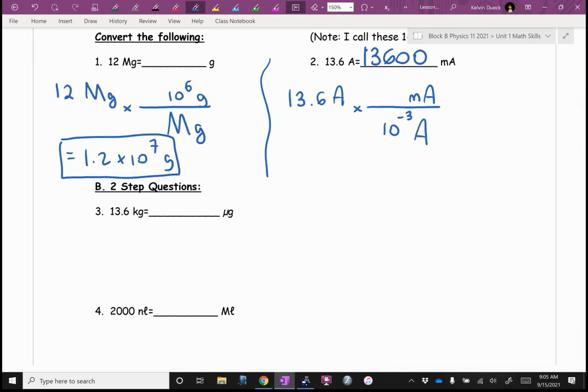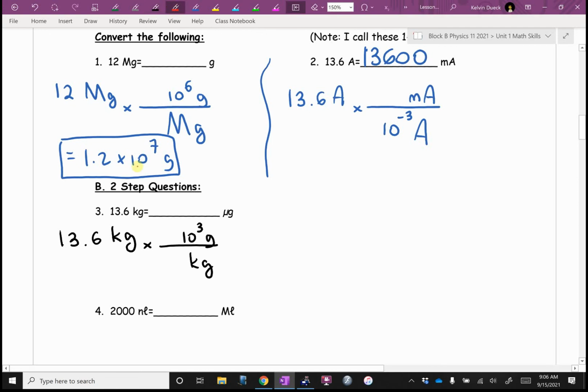Write down what they gave me. So 13.6 kilograms. Again, first thing I got to do is get rid of the kilo. Where's the kilograms going to go if I want it to cancel? Down here. Eliana, kilo is 10 to the what? The 10 to the third is going to go where the kilo isn't, which in this case is on the top.